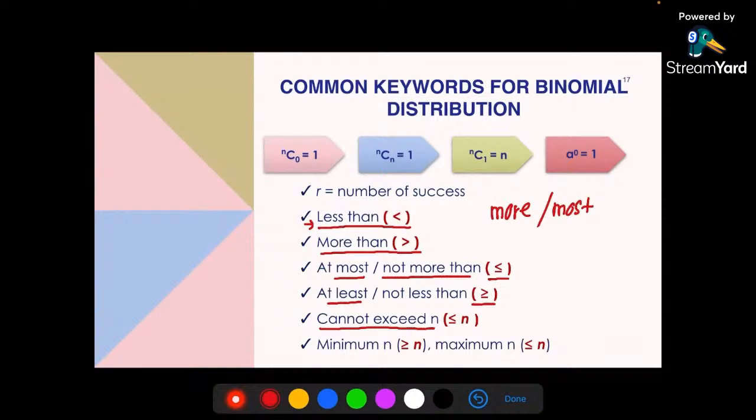Ada banyak lagi lah. Kalau kita tengok kan kita kena tukar. Kita kena kerap buat soalan. So you find more words, more keywords lah other than this. Okay, so I guess untuk binomial distribution, this is all about binomial distribution. So now we move to the next distribution, which is normal distribution.